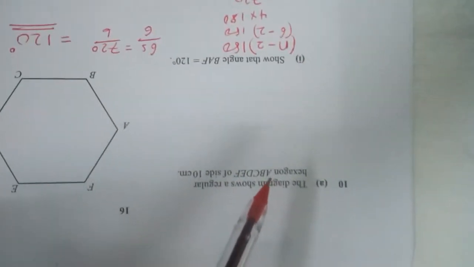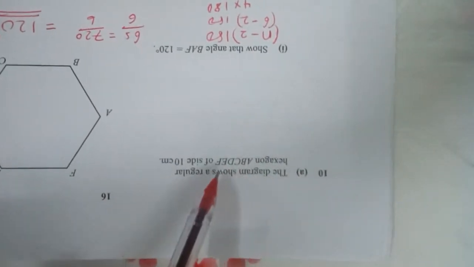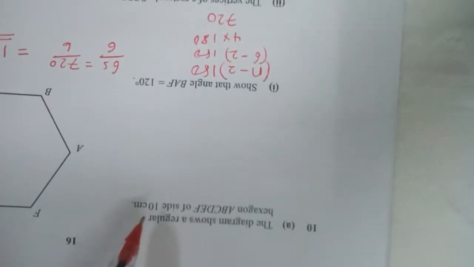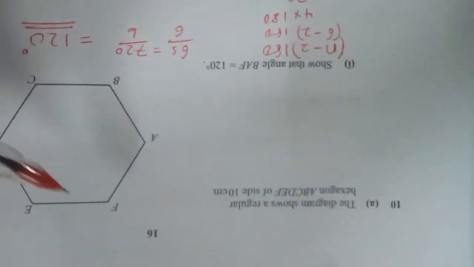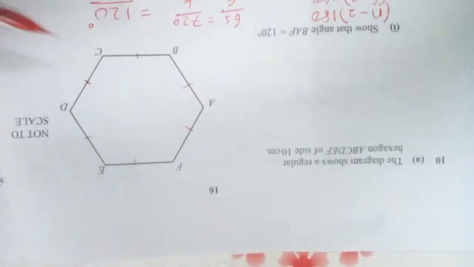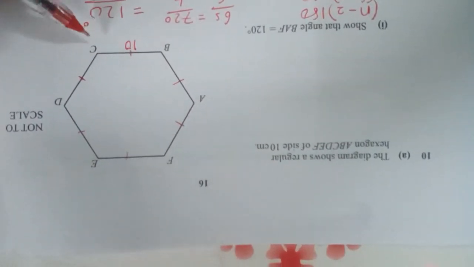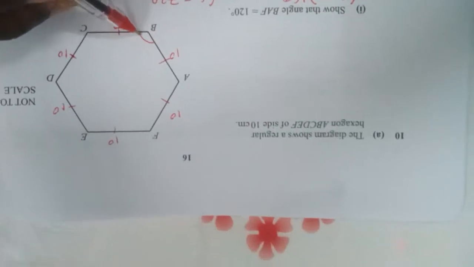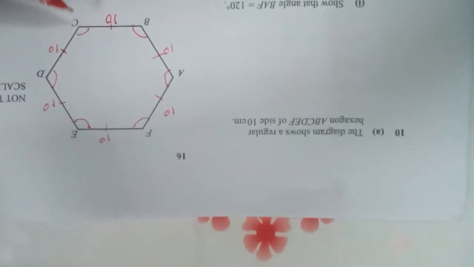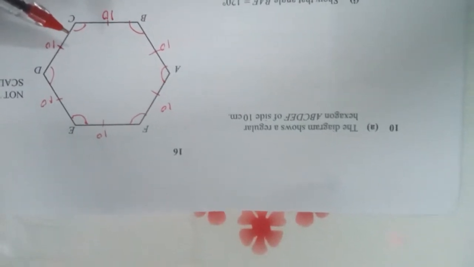In this question, we are told the diagram shows a regular hexagon of side 10. When you look at the hexagon here, being regular simply means all sides are equal. If one side is 10, all the sides will be 10. It also means all the angles will be automatically equal. That's when a shape is regular.